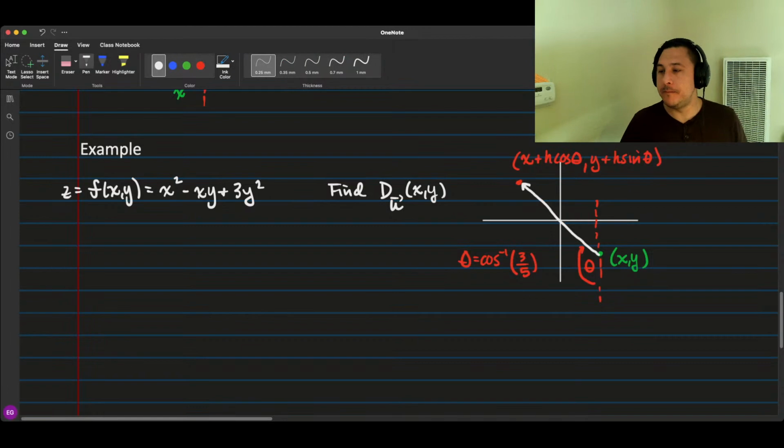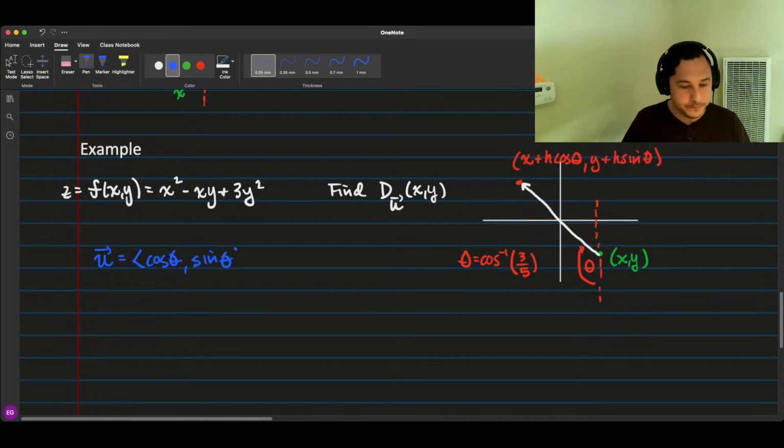Okay, so let's calculate this thing. We first need to come up with what our u is. Remember that our u is going to have components cosine theta, sine theta. Now obviously, since theta equals cosine inverse of 3/5, what do we know that this one's going to be equal to?